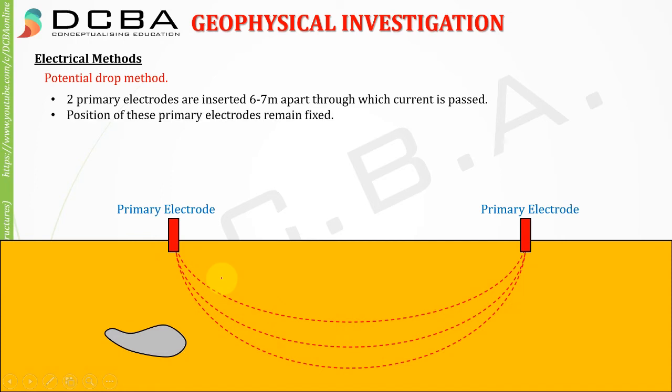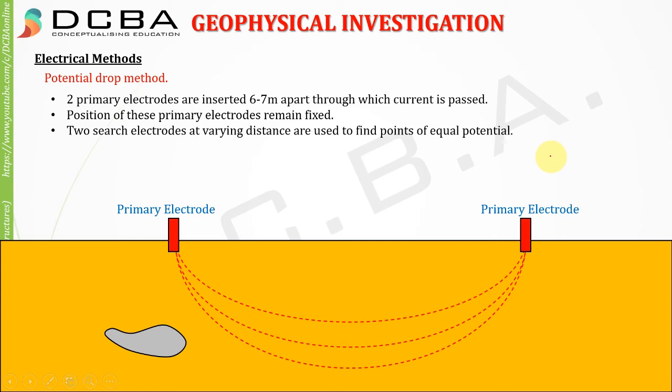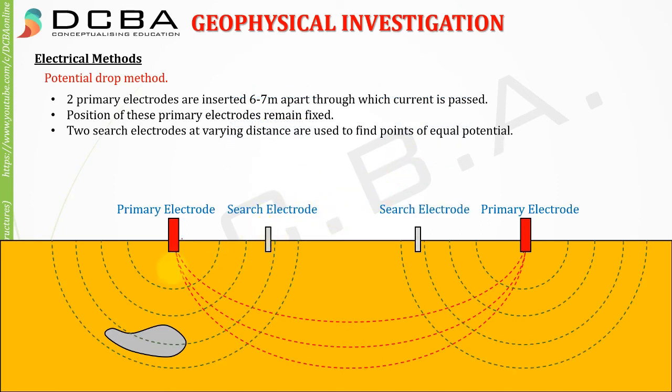Positions of these primary electrodes will remain fixed, that is, we won't be disturbing the position of them. Then there are two search electrodes at varying distance which are used to find points of equal potential. So these are search electrodes, and whenever there is a current passed, there is a field generated around the electrode. On both the electrodes, a field would be generated, and this field, as you can see, is circular in nature in the depth, as well as if you see the plan view.